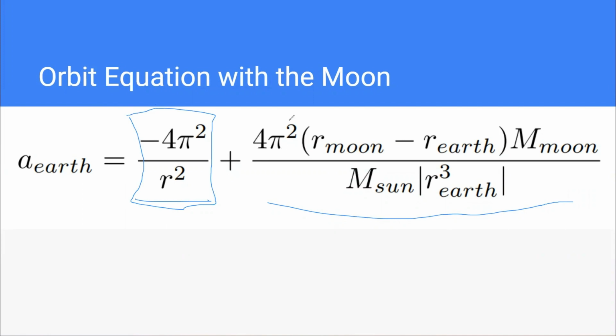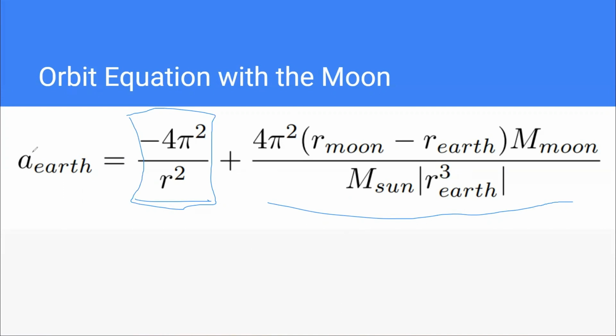So we're doing the 4 pi squared to keep our units simpler, just using astronomical units. And then we have the distance that the moon is from the sun minus the distance that the Earth is from the sun, times the mass of the moon divided by the mass of the sun, times the distance that the Earth is from the sun cubed. So that's the moon part. It's a lot to say out loud. It's much easier to type. That is the moon term right over here.